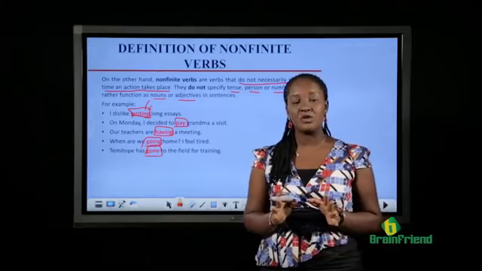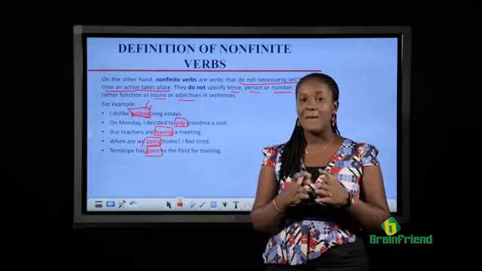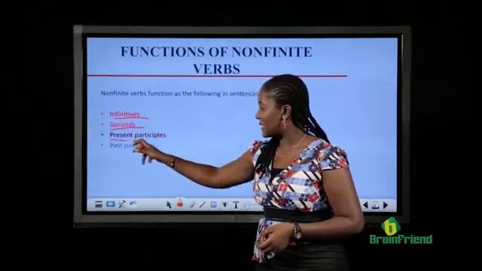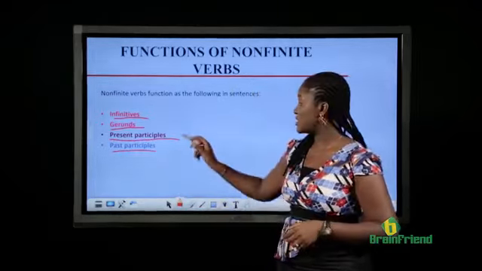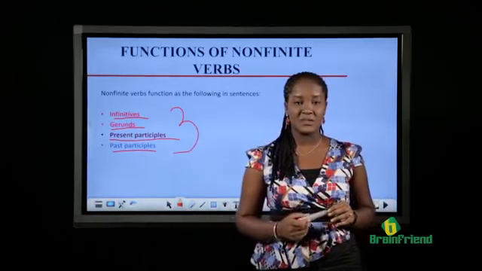So what you have to note about non-finite verbs is that they do not express tense, person, or number. They cannot tell you when an action will take place, or when it took place, or whether it is taking place at the time the speaker is making the sentence. Non-finite verbs perform certain functions in sentences. The first function is that they can function as infinitives. Secondly, they can function as gerunds. And they can also function as present participles and past participles. So these four are the roles played by non-finite verbs in sentences.